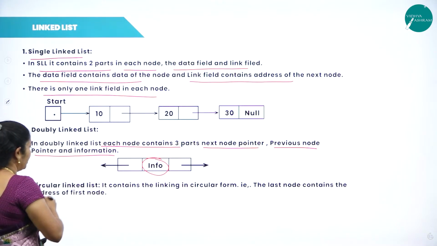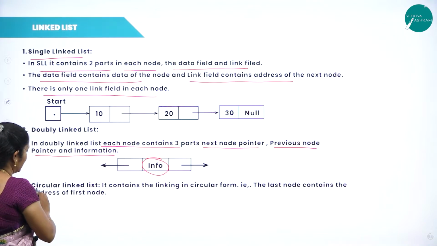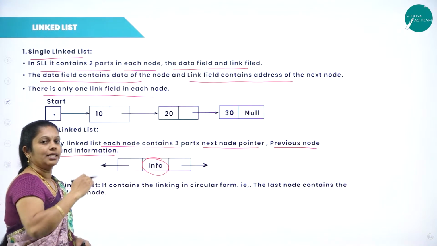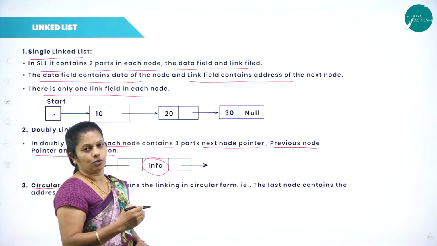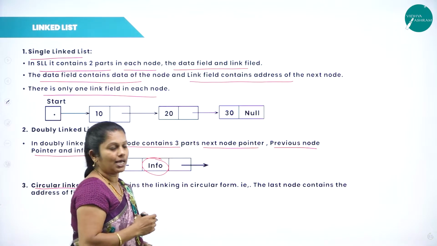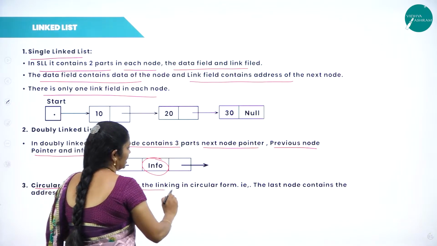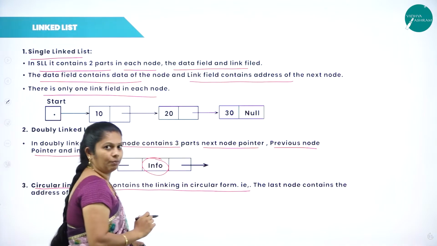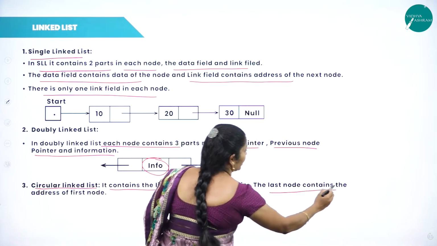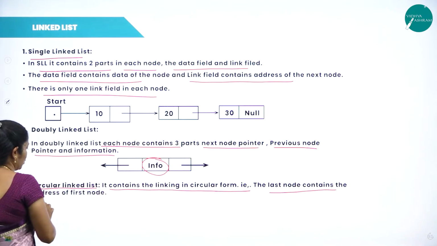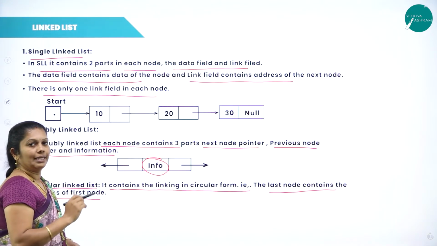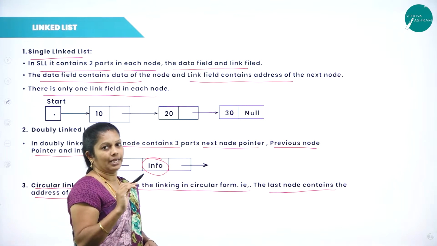But when we come to the third one, that is the circular linked list, the last node follows the first node, or the first node follows the last node. That is, it contains the linking in a circular format. The last node contains the address of the first node. These are the three types of linked list.